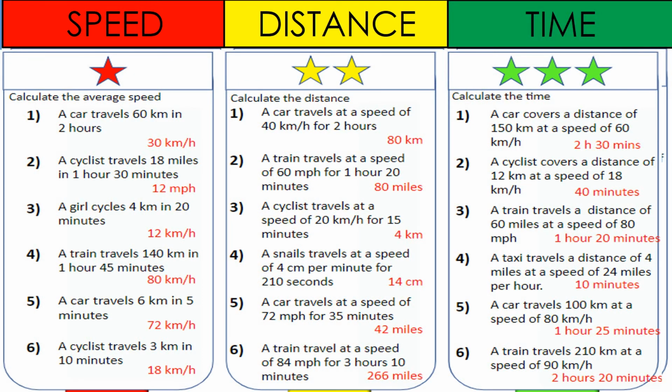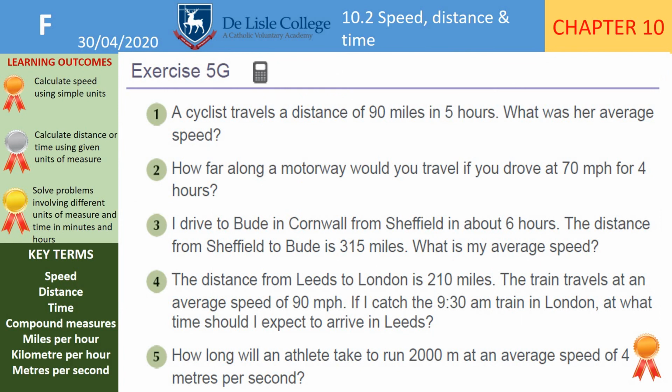And here are your answers to those bronze, silver and gold speed, distance, time questions. Pause the video while you mark them all. And then we can move on to exercise 5G. Pause the video while you answer the questions. Set them out really carefully in your book. Don't be satisfied with simply putting the answer. Put what you're working out, how you did it, and then the answer. And don't forget to put the units on. So work through questions 1 to 5, then click and you'll find the answers up here.